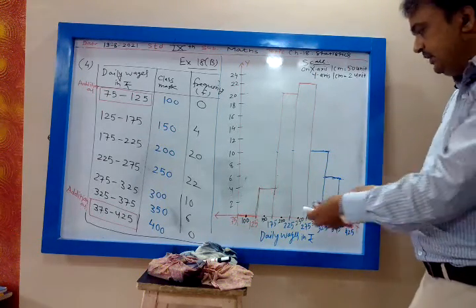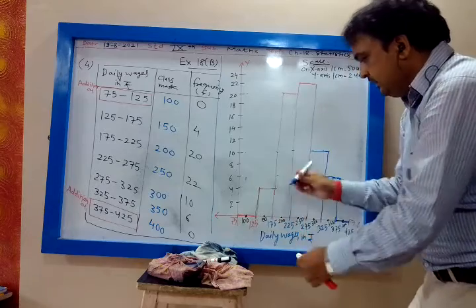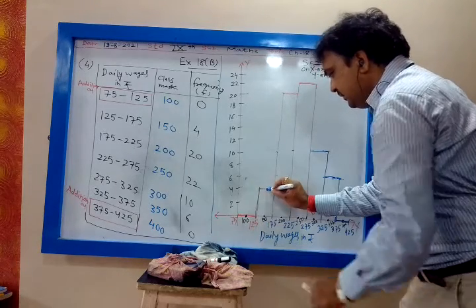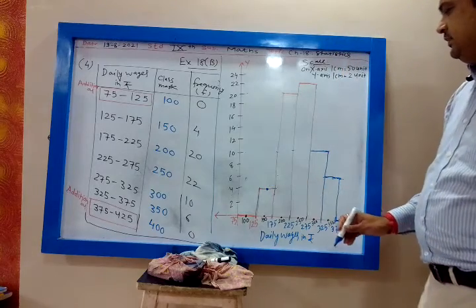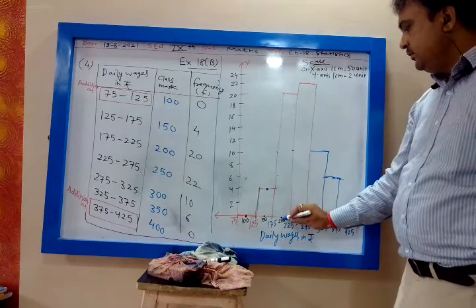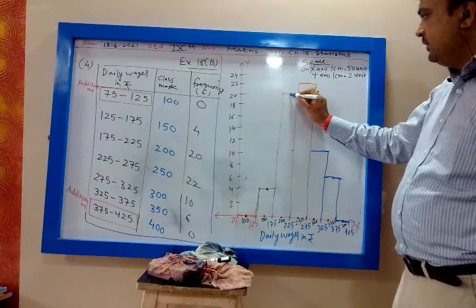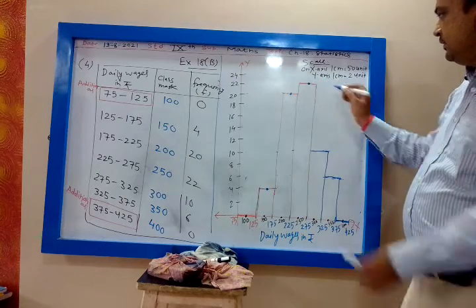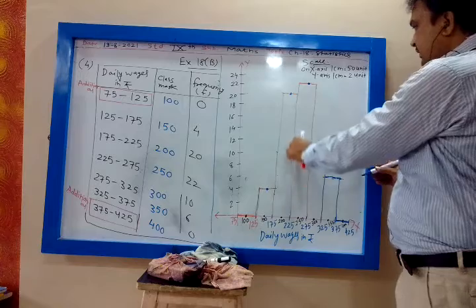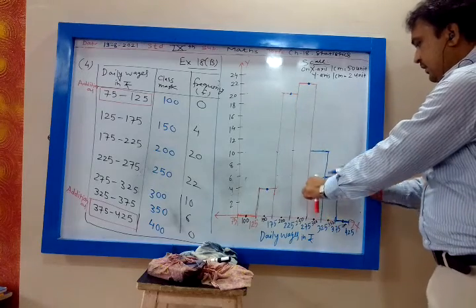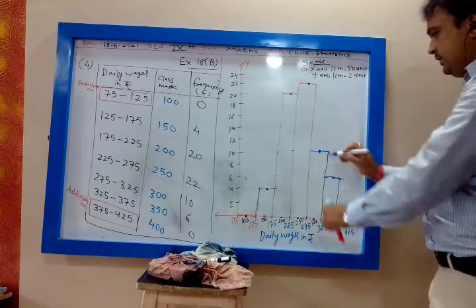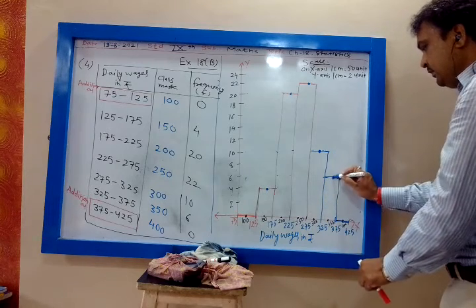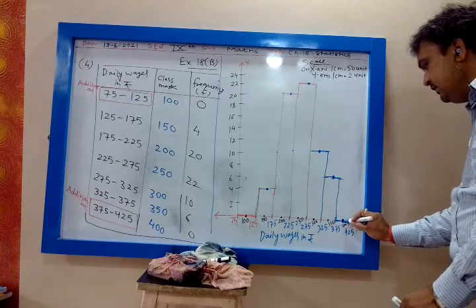Keep the scale like this, and join this. This is the mid of the class interval, the mid of the height. This is 200, join this. This is 250, join this. Keep the scale vertically and join 300. Join this. Then 350, keep the scale vertically. Join this, and 400 is this much.